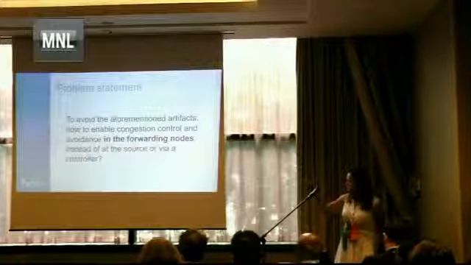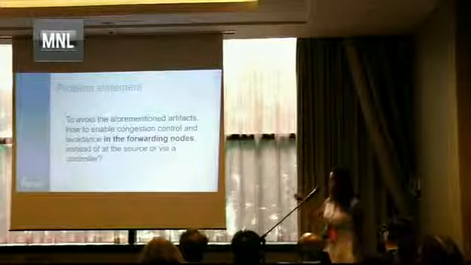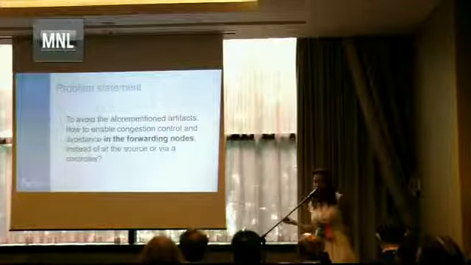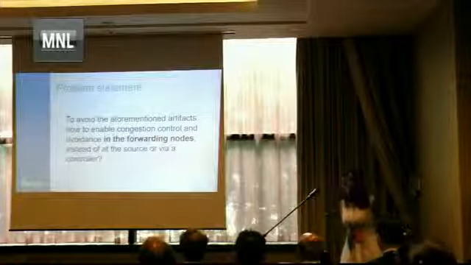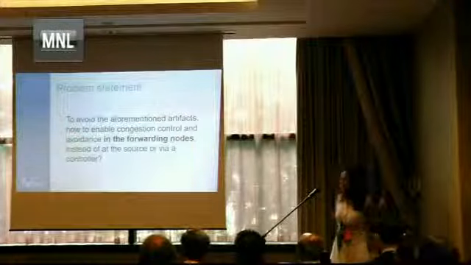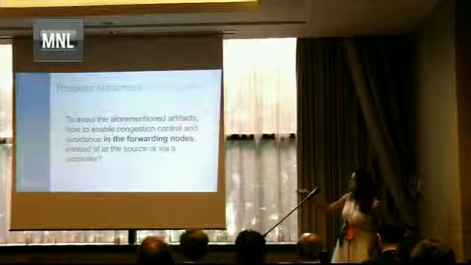So the problem that we actually wanted to solve in this paper was to avoid the automation artifacts: how to enable congestion control and avoidance in the network nodes themselves instead of at the source or via the controller. So we wanted to be faster by doing it in the network itself.